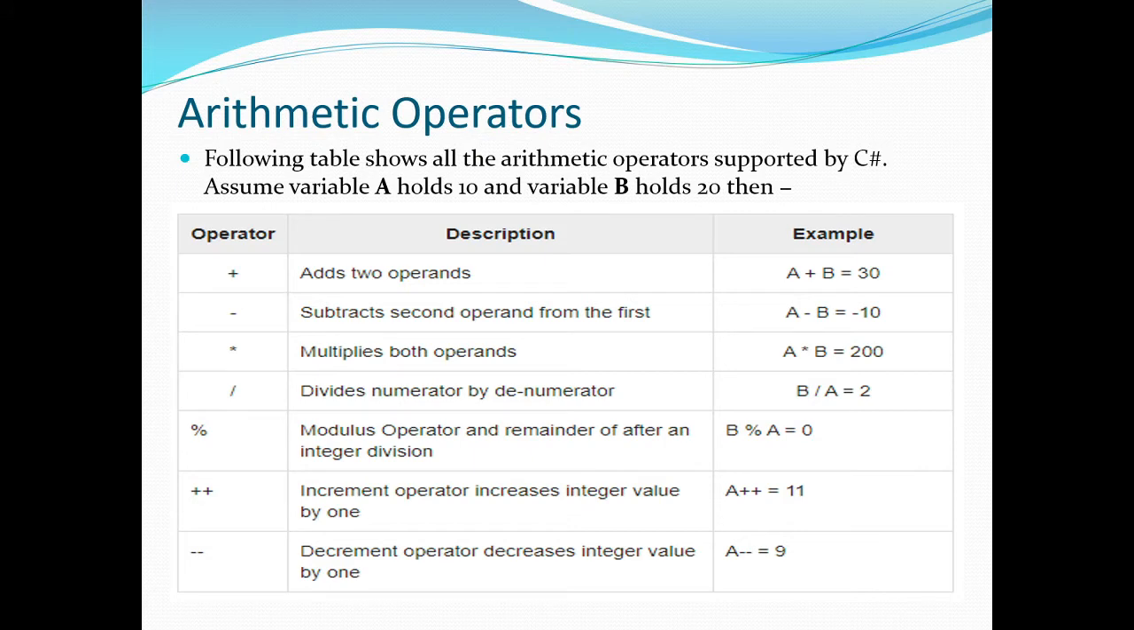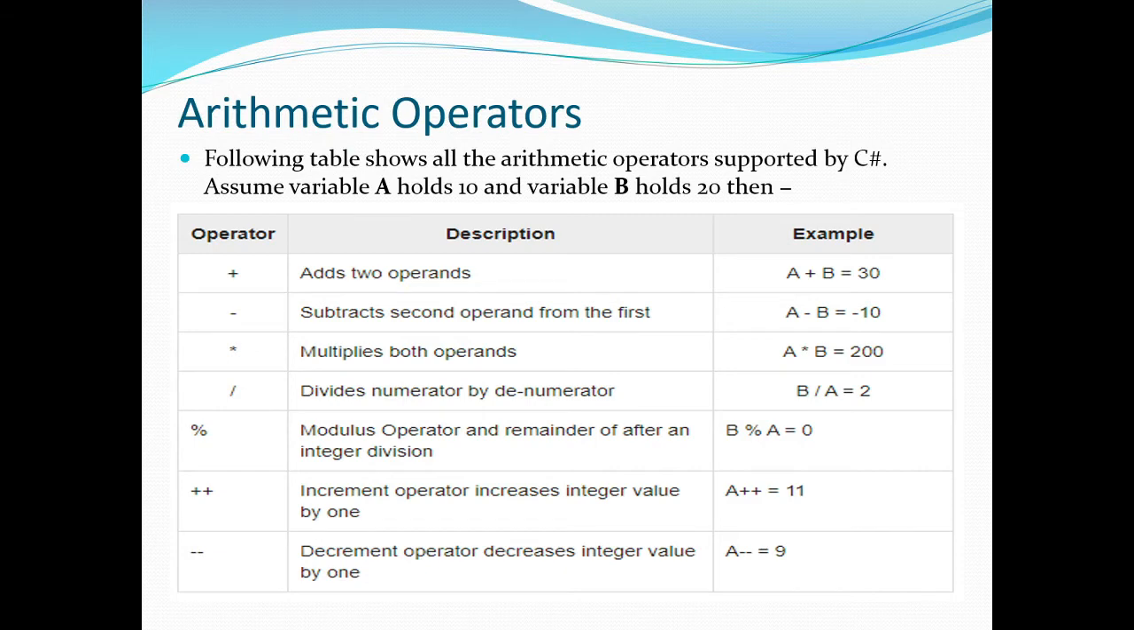The table shows all the arithmetic operators supported by C#. We have plus, the minus symbol, multiplication, divide, modulus, plus plus, which is the increment, and minus minus, which is the decrement. We all know that the plus sign adds two operands, and minus subtracts the second operand from the first. Multiplication we already know, and divide works the same way. Let's look at the example.